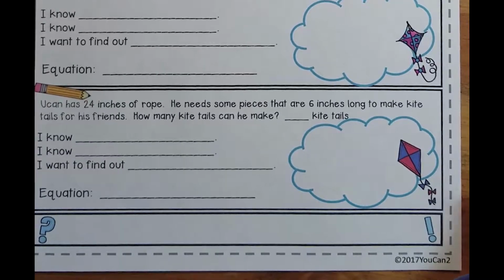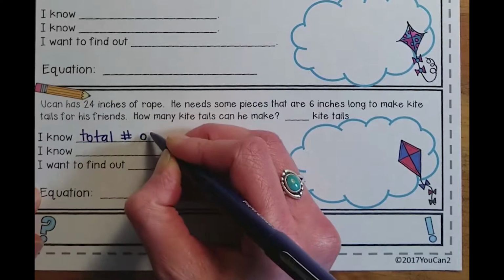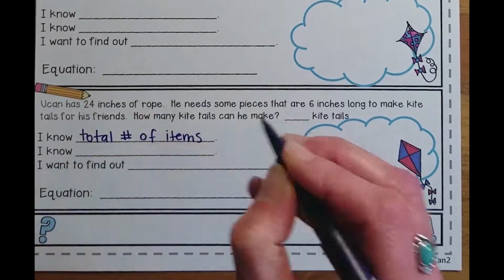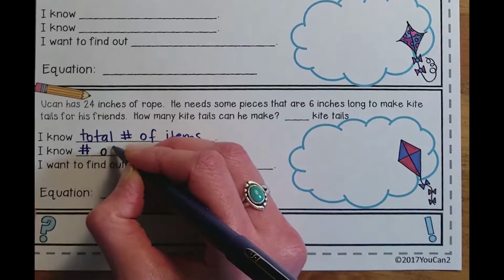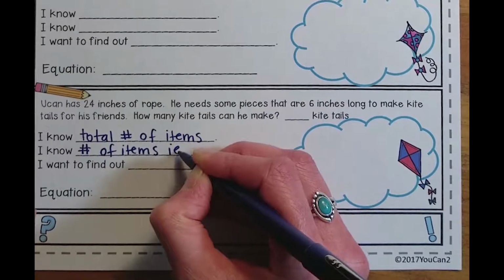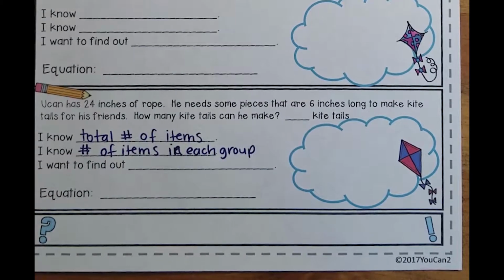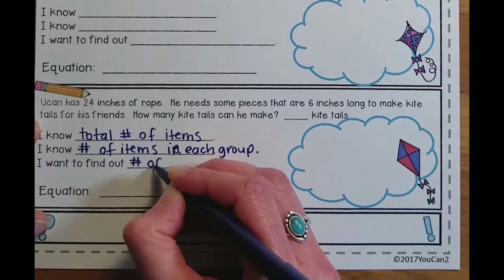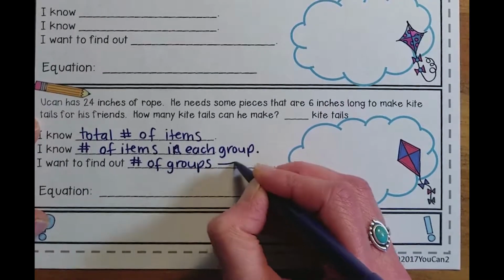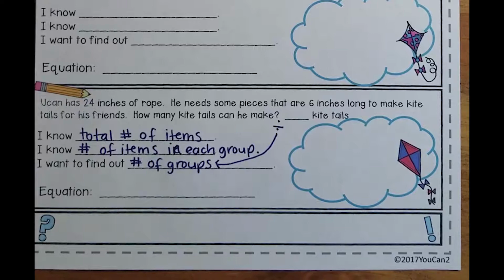So this was a pencil problem. So let's check your work. I'm hoping that you knew the total number of items. Ucan has a 24-inch rope. And I'm hoping that you also knew the number of items in each group. Each piece he has to cut from this 24-inch rope is going to be 6 inches long. What you're trying to find out is the number of groups. Guess what? If you don't know the number of groups, but you do know the total number of items, it will always be a division problem every single time.